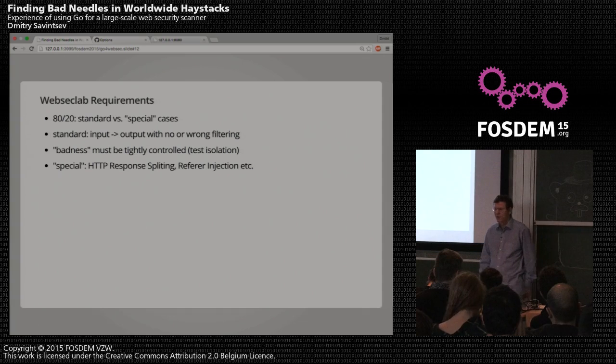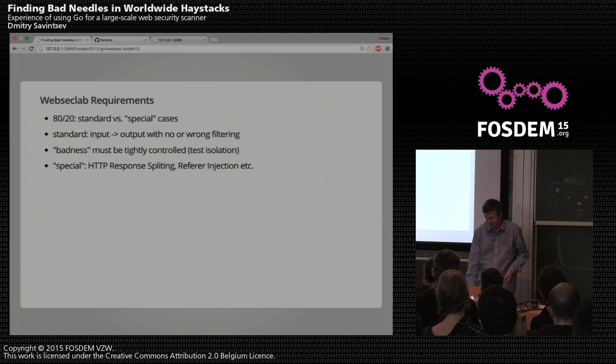So the requirements are: many cases are standard, so you get an input, the input is not filtered or filtered incorrectly, and it goes into output. So input with wrong filtering. But the bad output has to be tightly controlled. So we cannot just put unfiltered output everywhere, because then it will trigger all the tests. So for test isolation, they had to be separate. And some of the tests are special. For example, HTTP response splitting or referrer injection are not like other just bad input filtering.